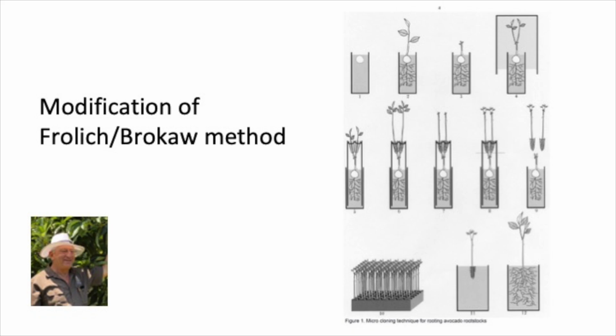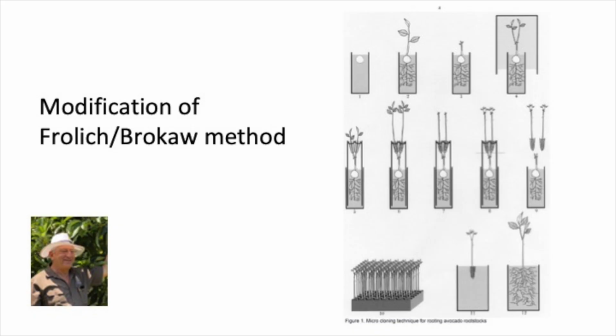You take that out of the dark, and you wound that etiolated stem, and you put a growth hormone on it, and you cover up that white stem. And what you see here then is that you start getting roots. That is what Ted Froelich developed and what Hank Brokaw commercialized.